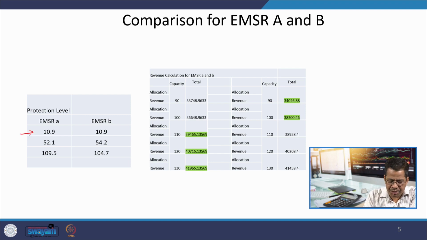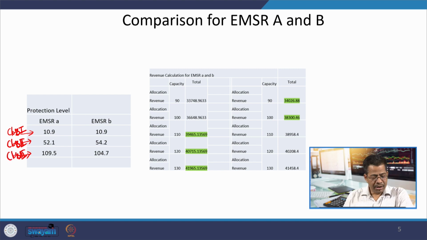You can refer to our previous class. We will also show you how we have calculated these things using the Excel software. So, if I use A, these are the protection levels for class 1, class 2 and class 3. For B there are some changes: for class 1 the levels are the same, but the levels are slightly different for classes 2 and 3.